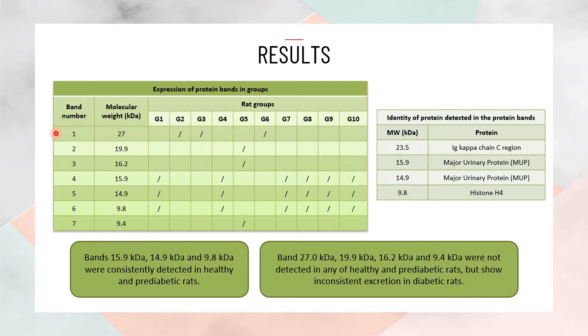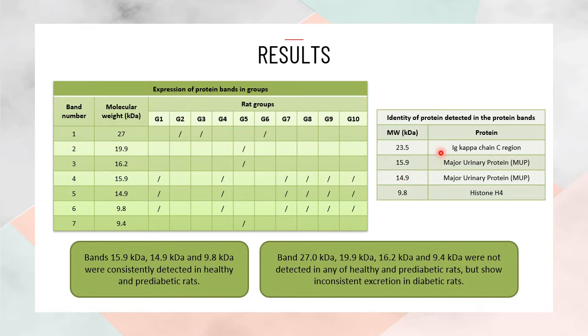So here we listed 7 protein bands. The protein bands 15.9, 14.9 and 9.8 were consistently detected in healthy and pre-diabetic rats, whereas the other bands 27, 19.9, 16.2 and 9.4 were not detected in any of the healthy and pre-diabetic rats but showed inconsistent excretion in diabetic rats. Because we want to focus on biomarkers for early detection, we have focused on the bands that are consistent in the pre-diabetic rats.